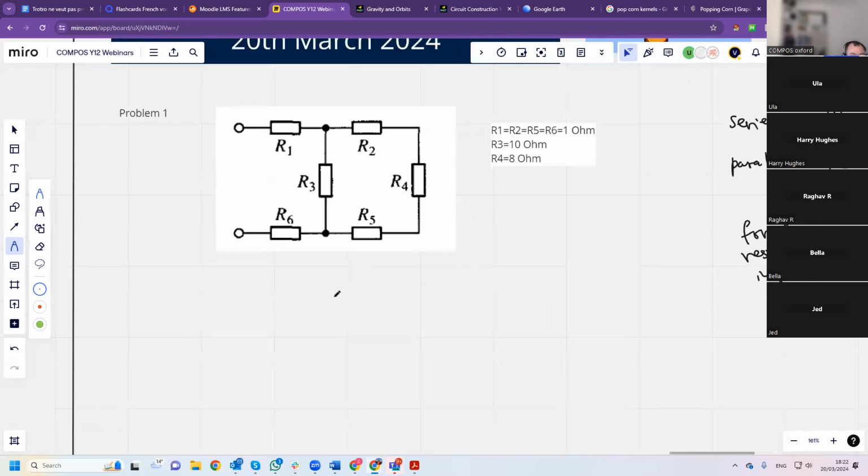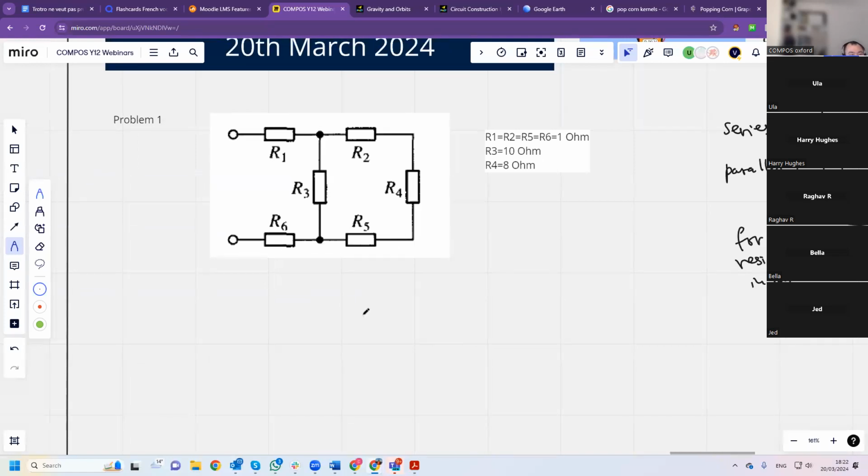So we have a resistor network, and we need to work out the total resistance. Okay. Well, let's label the resistances first. So R1 is 1 ohm, R2 is 1 ohm, R3 is 10 ohm, R4 is 8 ohm, R5 and R6 are both 1 ohm.